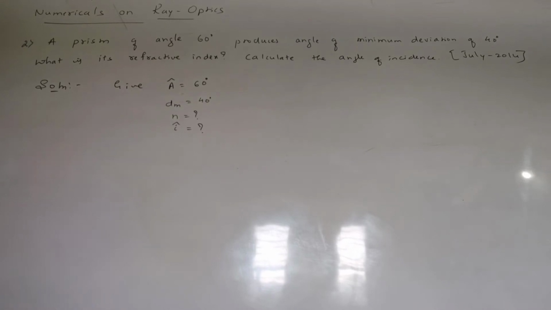So now there is one formula we are going to use for the refractive index of the material of the prism, that is, refraction through a prism.